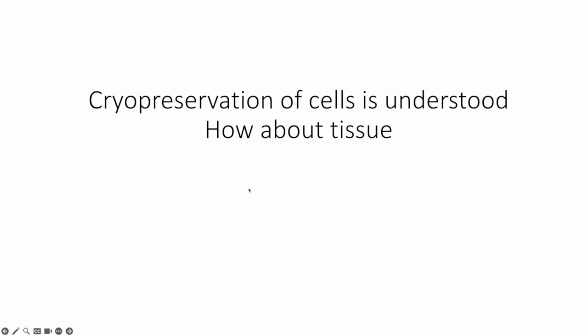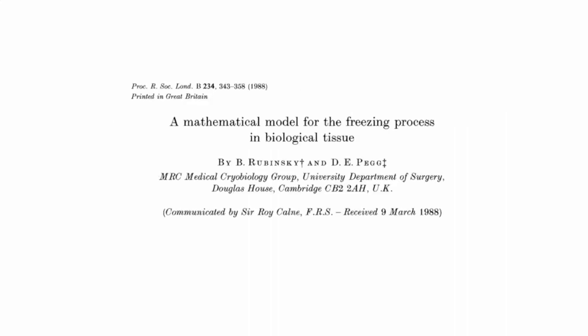Now, how about tissue? Because we started this work by suggesting that what we want to do is to preserve a whole organ. So why can we preserve cells, but we cannot preserve organs? Because it should be obvious to translate what we need with cells to organs. Well, first of all, different phenomena occur when you freeze tissue or an organ relative to the phenomena that occur when you freeze a cell.